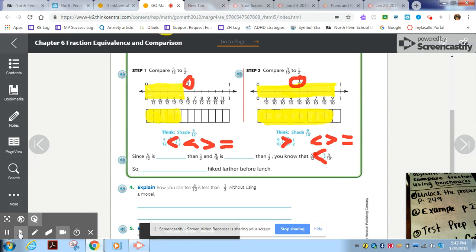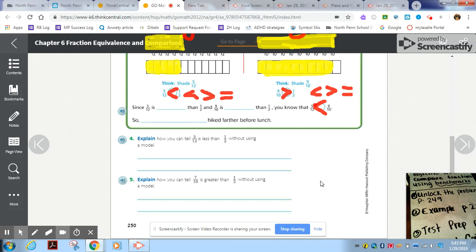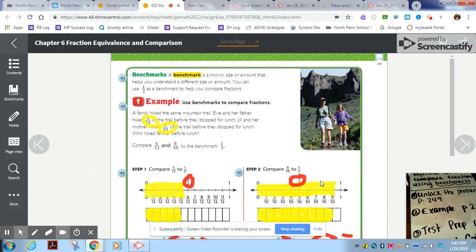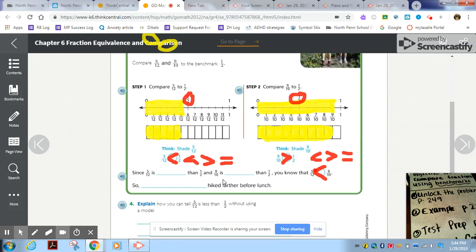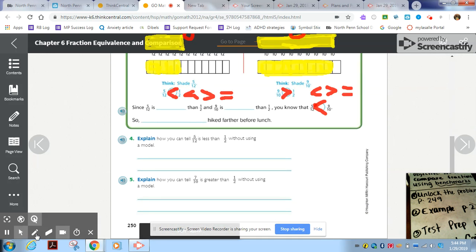And again, go ahead and fill that in. We have to answer the question, who hiked further? Well, I don't remember who hiked 5/12 and I don't remember who hiked 9/10. So let me go back to the problem. All right. So Evie and her father hiked 5/12. So they didn't hike as far. And Jill and her mother hiked the 9/10. So who hiked farther?